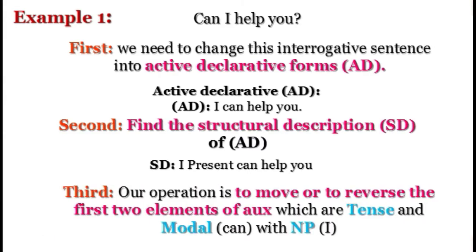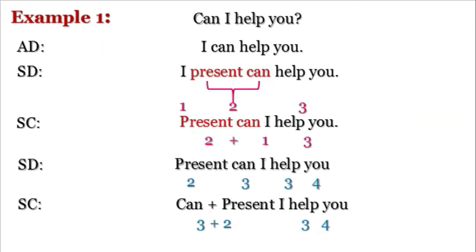Third, we can get our structural change from the operation, which is to move or reverse the first two elements of Aux, which are tense, which is present, and the modal, which is can, with the NP, which is I. And the example discussed before will look like this. We have an interrogative sentence, which is can I help you. The active declarative is I can help you. The structural description is I present can help you.